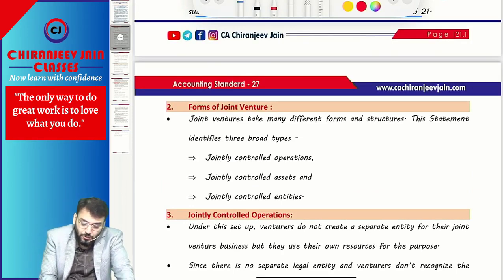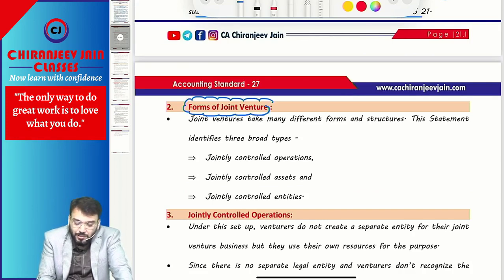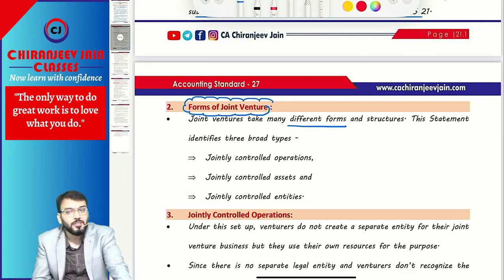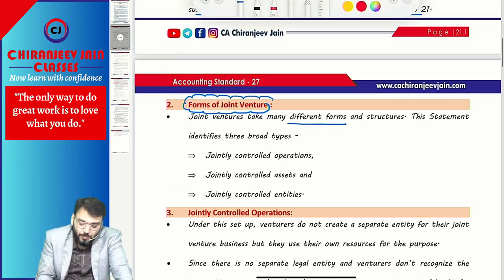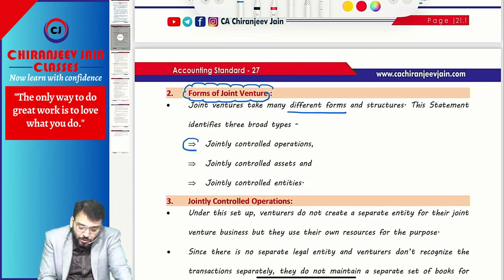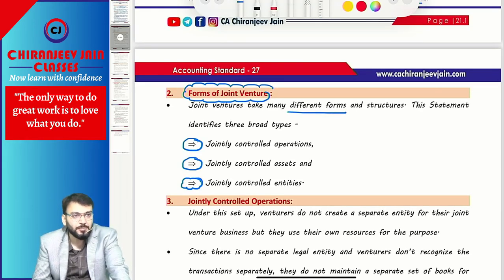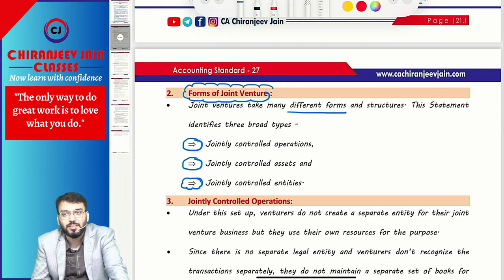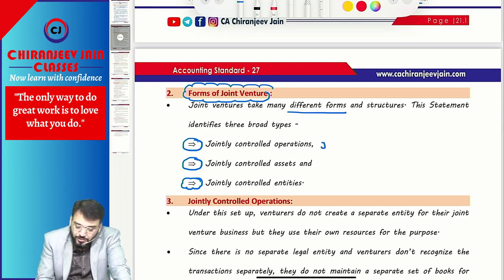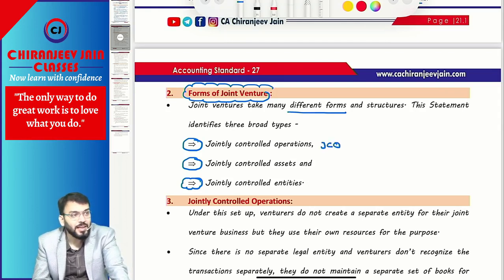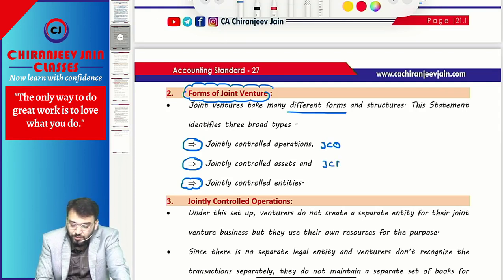Correct. Now, to understand the accounting treatment, all types of joint venture have been divided into three forms. One is known as jointly controlled operation, which we'll call JCO. One is known as jointly controlled asset, which we'll call JCA. And one is known as jointly controlled entity, which we'll call JCE.